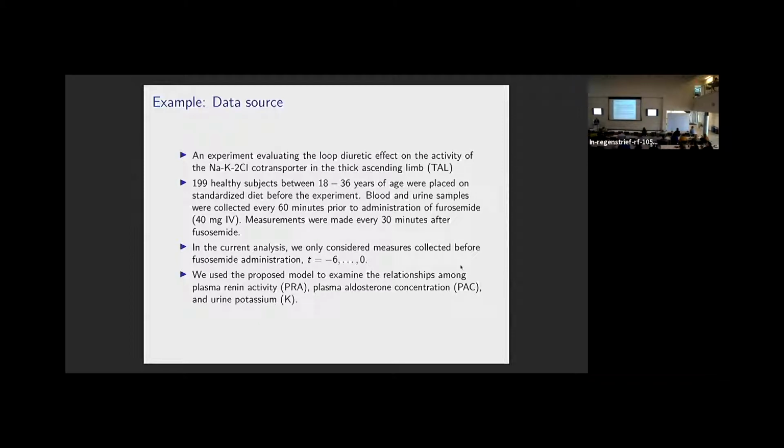So the three players are plasma renin activity, plasma aldosterone concentration, and urine sodium excretion. And here we are able to use urine instead of plasma. Instead of plasma potassium concentration, we're using urine because I think the measurement was done more accurately. And the reason we could use urine was because they are on a standardized diet. So we know what they take in. So we're just thinking what they get out.